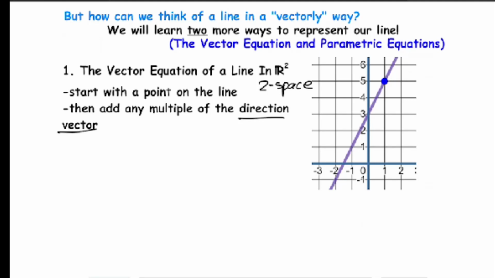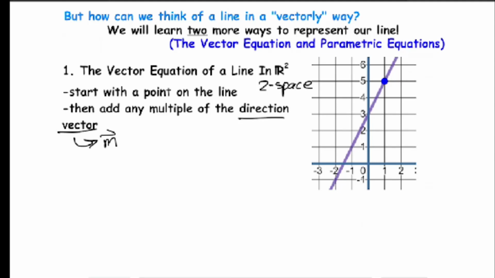Direction vector. So our direction vector is going to kind of be like our slope. It says this is the direction that you need to head in, and the point tells us where we're going to start our graph and where we're going to move from there. So first of all, our direction vector is going to look something like this.